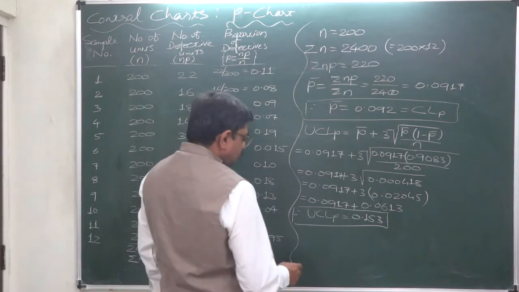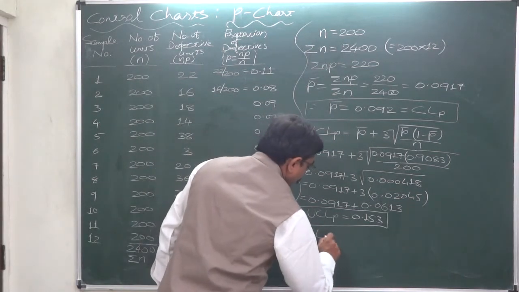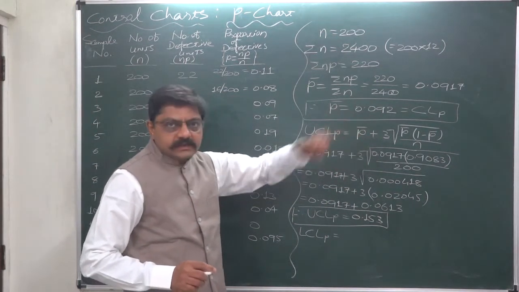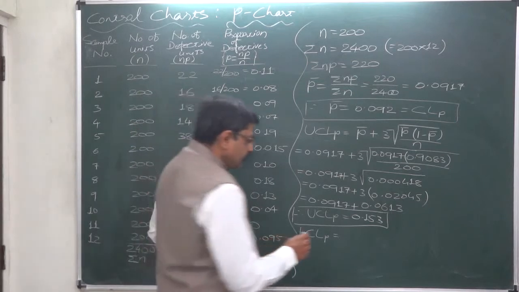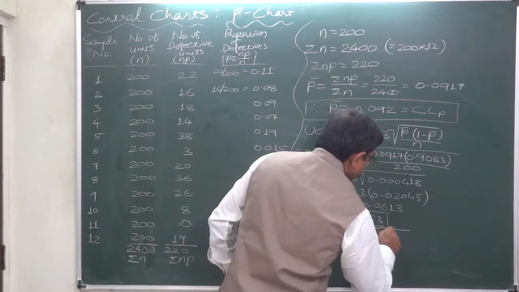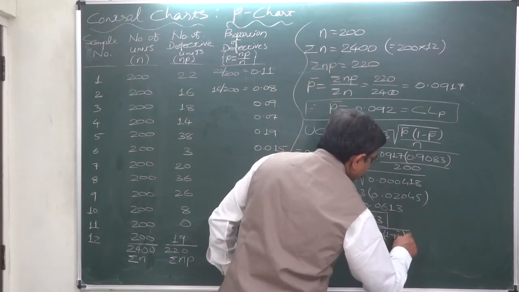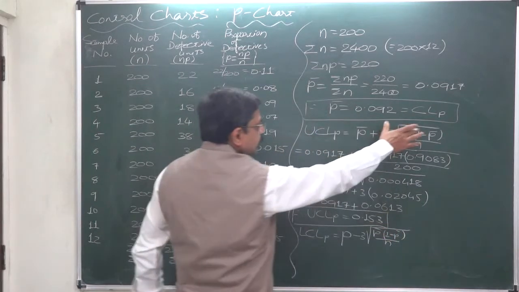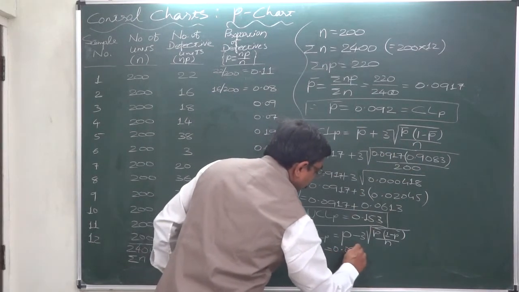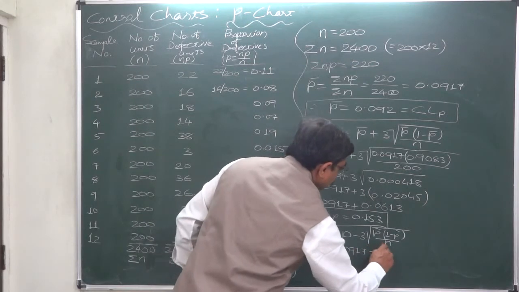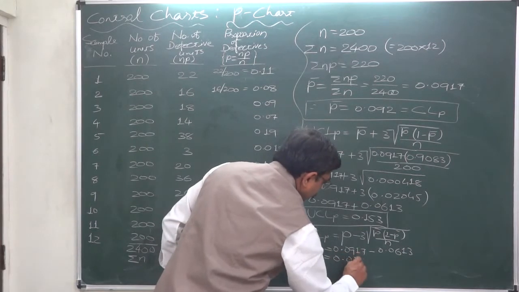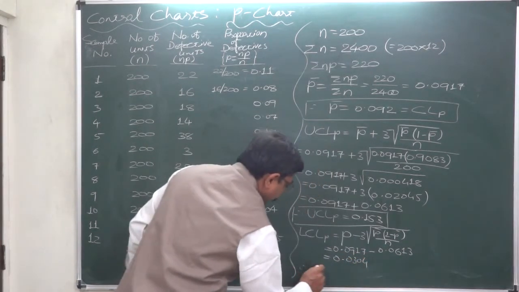Okay, now the lower control limit of P. It is very easy because it is just a sign change from plus to minus. That's the only required conversion in the formula. P bar minus 3 into the same formula, under root P bar into 1 minus P bar upon N. We know the value of this factor. So it is 0.0917 minus 0.0613. So it comes to 0.0304.